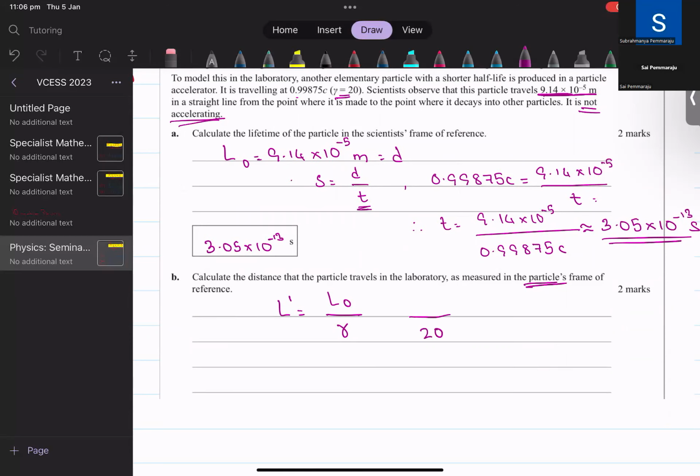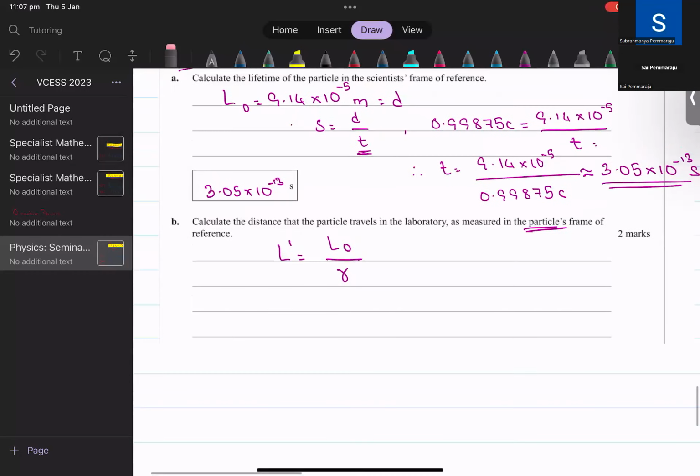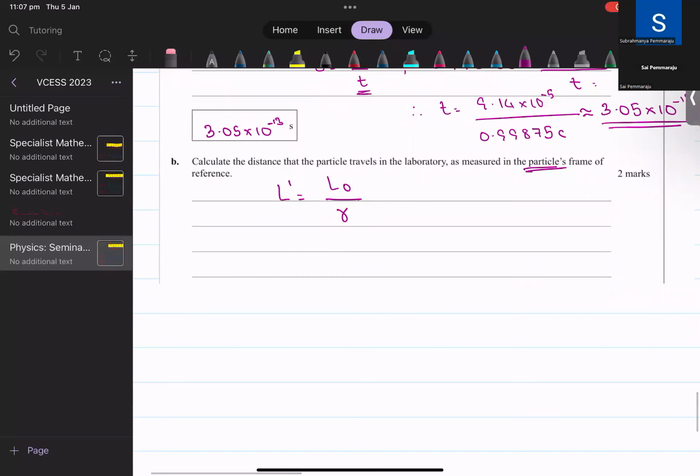What are we trying to measure? Are we trying to measure L naught, or L prime? We are trying to measure L prime because we are looking at how much the length contracts. So we measure our contracted length: L dash equals 9.14 by 10 to the minus 5 over 20. The particle in its own frame will cover a smaller distance, because the shortest length that you can measure would be in your own frame of reference. So the proper length is shorter.